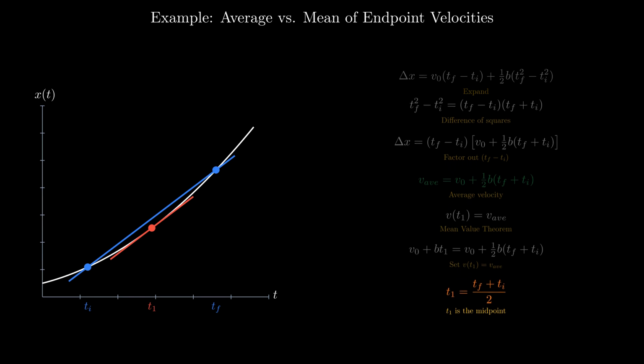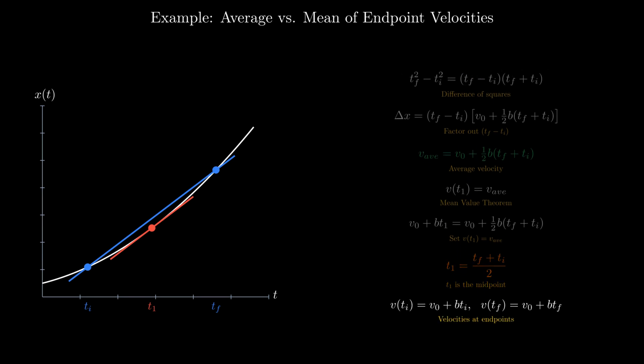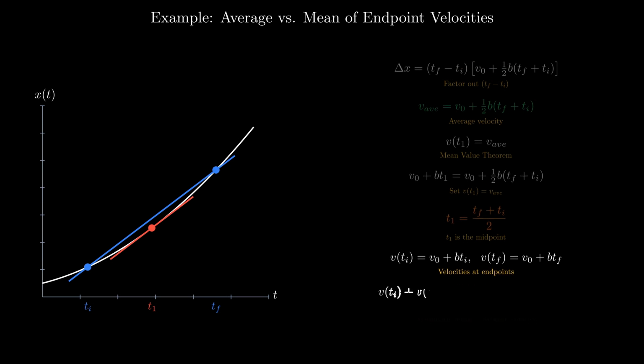Now evaluate the velocities at the endpoints. V at t sub I equals v naught plus b times t sub I. V at t sub f equals v naught plus b times t sub f. The arithmetic mean of these two is v at t sub I plus v at t sub f divided by 2. Expand, this equals v naught plus 1/2 b times t sub f plus t sub I, identical to v sub f.